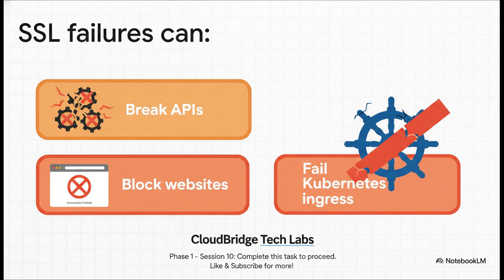I mean, SSL failures can instantly break APIs, completely severing communication between your vital software services. They can block websites entirely, locking your users out. And for those of you dealing with modern infrastructure, a single SSL failure will immediately fail your Kubernetes Ingress, bringing those containerized deployments to a dead stop. The stakes really are that massive.